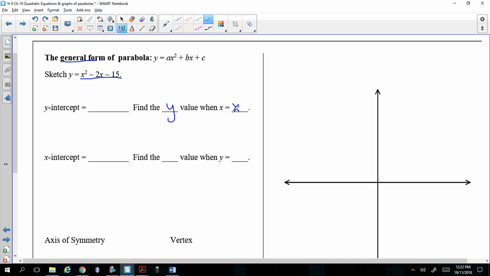So how do you find it? Both the x has to be 0? Yeah, both the x has to be 0. You're right. And what do you get? Negative 15 is the y-intercept. Okay. Let's find the x-intercept. That's when we find the x value when y is 0. Put 0 into y.